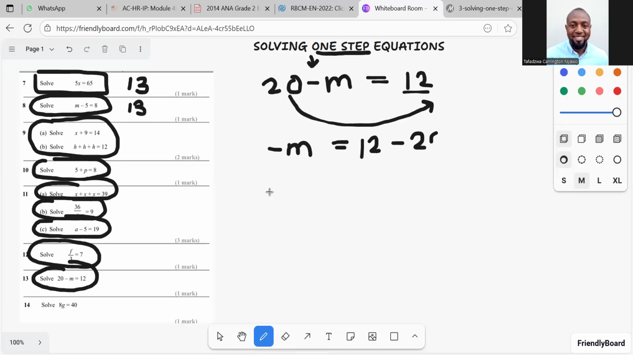Okay, and then now I'm left here on the left side with negative m is equal to, so what is 12 minus 20 equal to? So this is going to give us a negative 8.